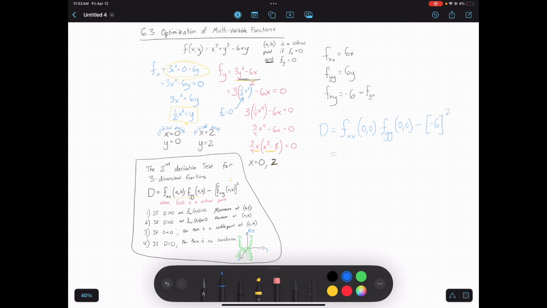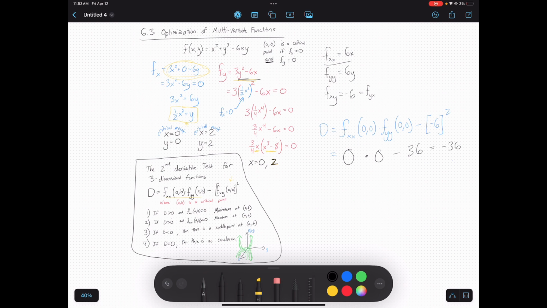And what do I get? What happens when I plug 0 into my double derivative of x? I just get 0, right? 6 times 0 is just 0. Notice there's nowhere for me to plug the y value in because it doesn't depend on y at all. So I get 0. Same thing with the partial in terms of y. When I plug 0 in for y, I just get 0. Minus negative 6 squared is 36. I'm left with negative 36.